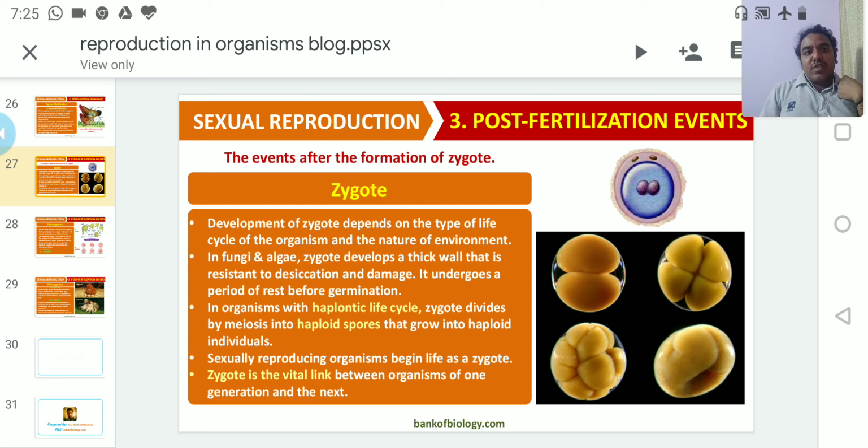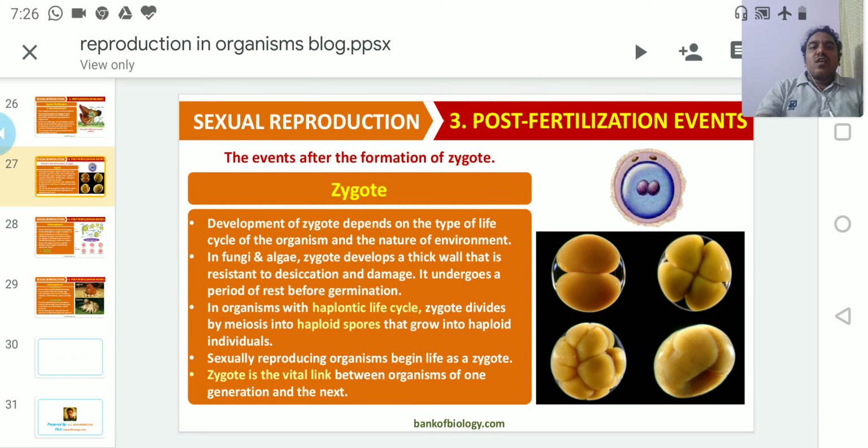And the sexually reproducing organism begins life as a zygote. The zygote is a vital link between the organisms of one generation and the next generations.